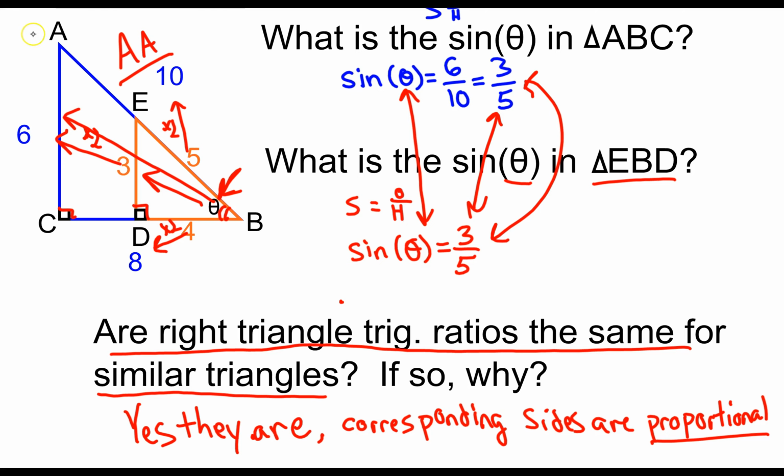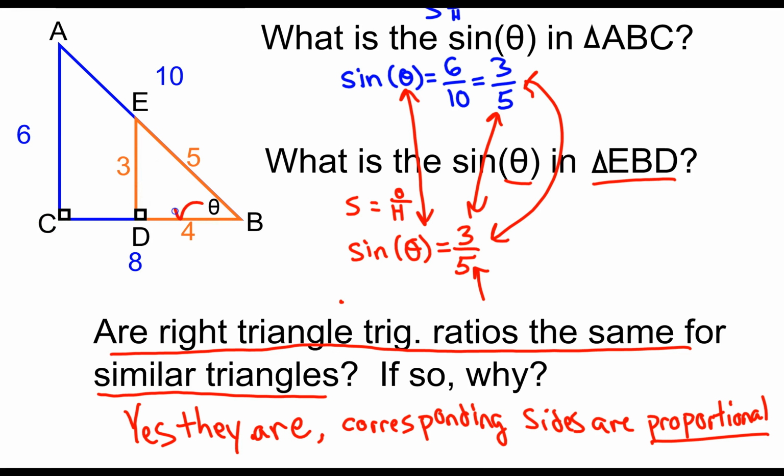So I could draw in another triangle here, make a little bit longer one, and change that proportion again, and I would get that same fraction every single time. If I take the sine of this theta, I'm always going to get that 3/5. If I take the cosine, I would always get the adjacent over the hypotenuse, or in this case, 4/5. So it's always going to be the same no matter what I do. So that's why the ratios are the same for similar triangles, because the corresponding sides in similar triangles are proportional.